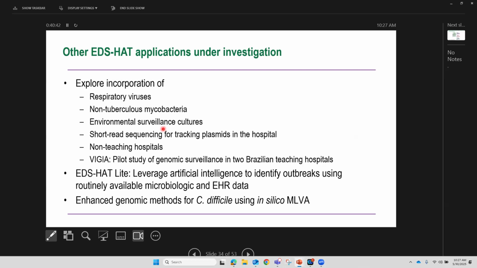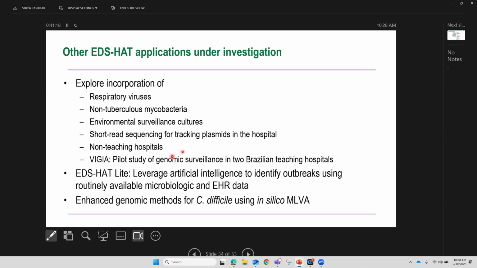And then we also really want to start talking about, most of the evidence for genomic surveillance comes from teaching hospitals. But I'm guessing a lot of community hospitals have less complex patient populations, but they have less sophisticated IP teams as well, or IP programs. And so we really want to start expanding to non-teaching hospitals. At UPMC, we have 40 hospitals, from the tertiary care all the way to small community hospitals. So we're starting to talk about expanding to other hospitals.